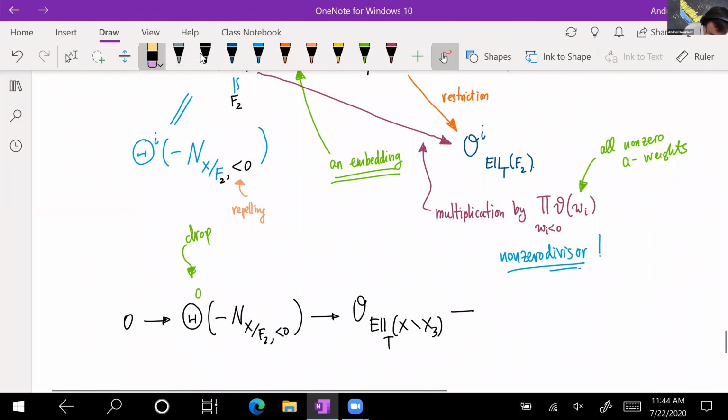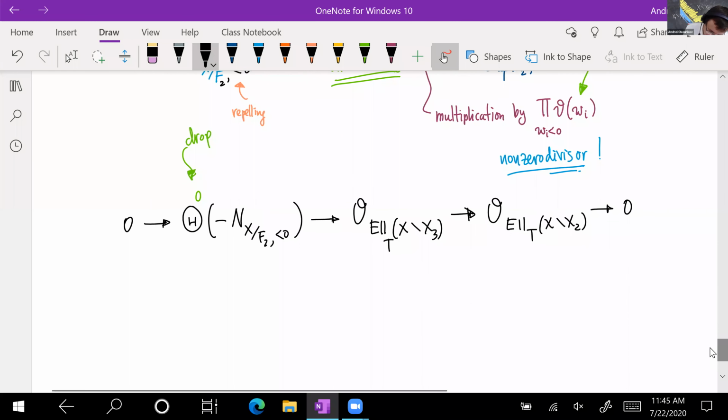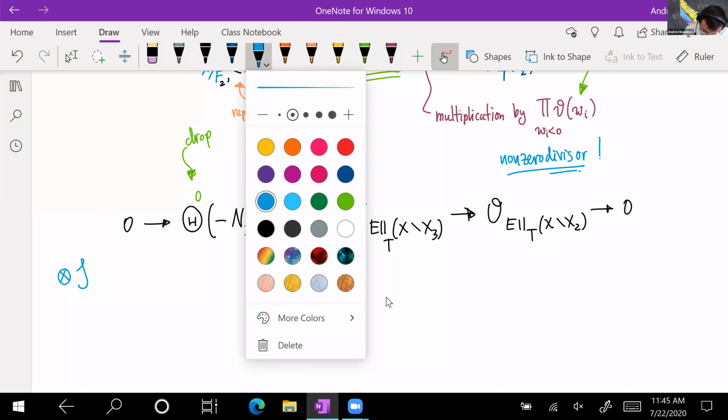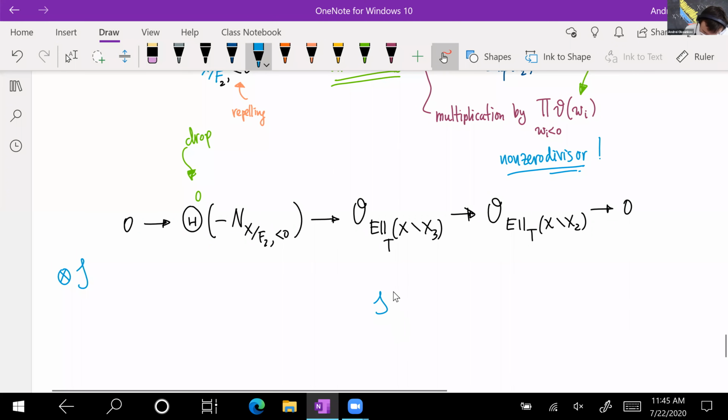So this goes to that. Okay. And so now we will take this and tensor with our line bundle S. So the tensor is S. What are we going to get? We're going to get S restricted to, we'll just write, S restricted to x minus x3.